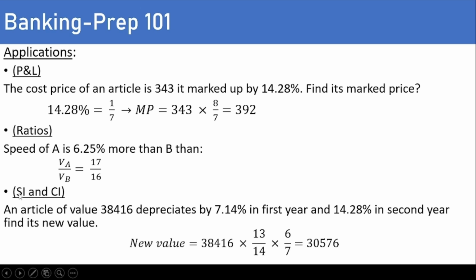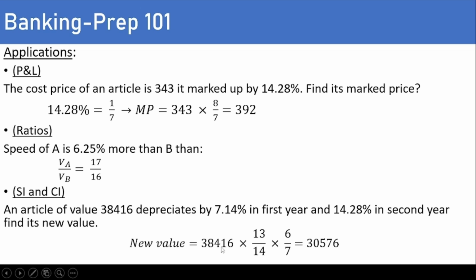So, in the same way in compound interest and simple interest, if an article of value 38416 depreciates by 7.14% in the first year and 14.28% in the second year, then find its new value. We can find the new value.